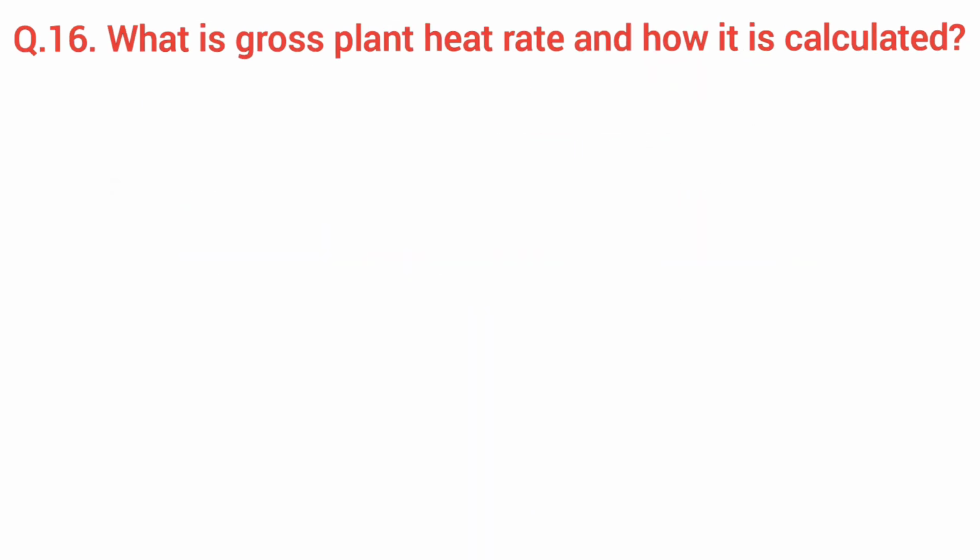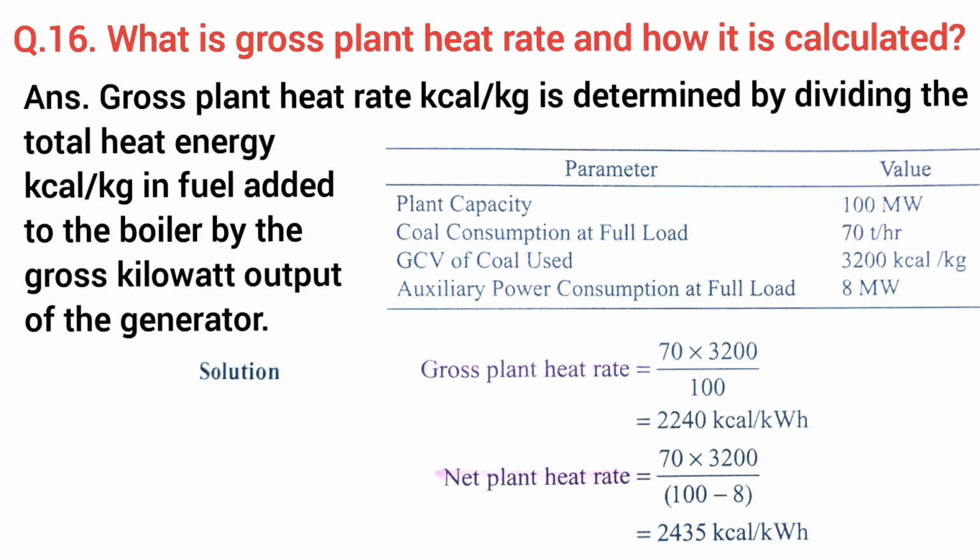What is gross plant heat rate and how is it calculated? Gross plant heat rate, kilocalorie per kilowatt-hour, is determined by dividing the total heat energy, kilocalorie, in fuel added to the boiler by the gross kilowatt output of the generator.